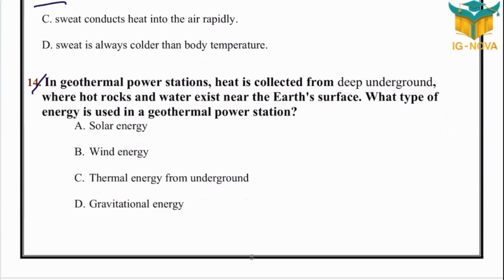Question 14. In geothermal power stations, heat is collected from deep underground where hot rocks and water exist near the Earth's surface. What type of energy is used in a geothermal power station? We know that it's not solar or wind, it's thermal energy from underground.